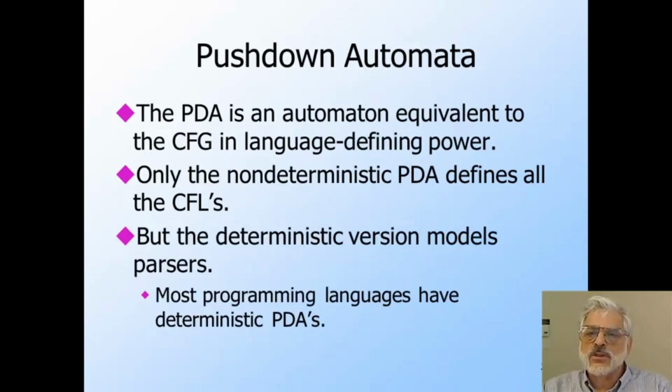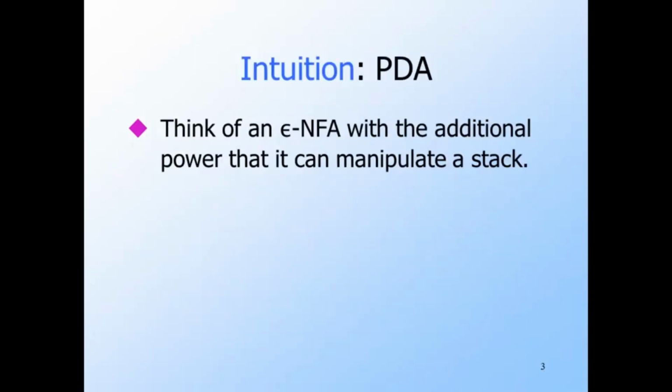However, the deterministic version is quite important in compiling, since parsers for programming languages usually behave like a deterministic PDA. Most programming languages are designed to be recognized by a deterministic PDA. For example, we mentioned previously the class of LL(1) grammars, and such a grammar can be converted easily to a deterministic PDA.